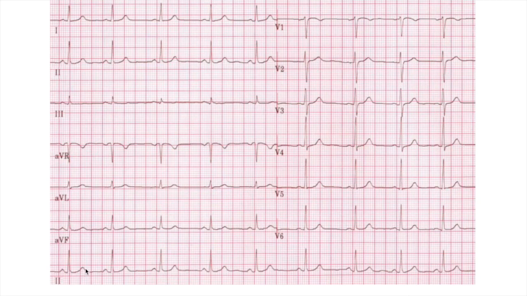T waves, present, not hyperacute, not flattened, not inverted. Looking at ST segments, fine, no elevation, no depression overall. There's no obvious ischemic changes. Axis, AVF is positive, 1 is positive, normal axis. So in summary, this is a normal ECG, full lead ECG, 75 beats per minute.